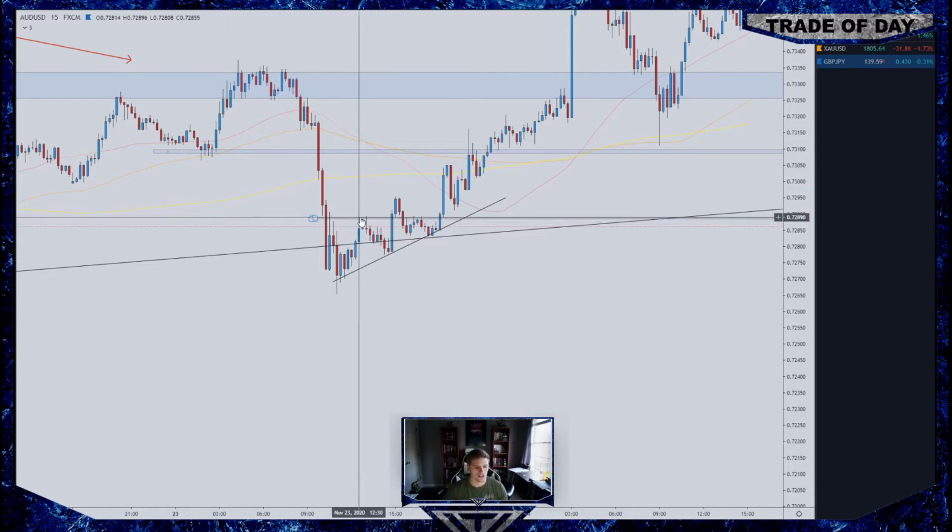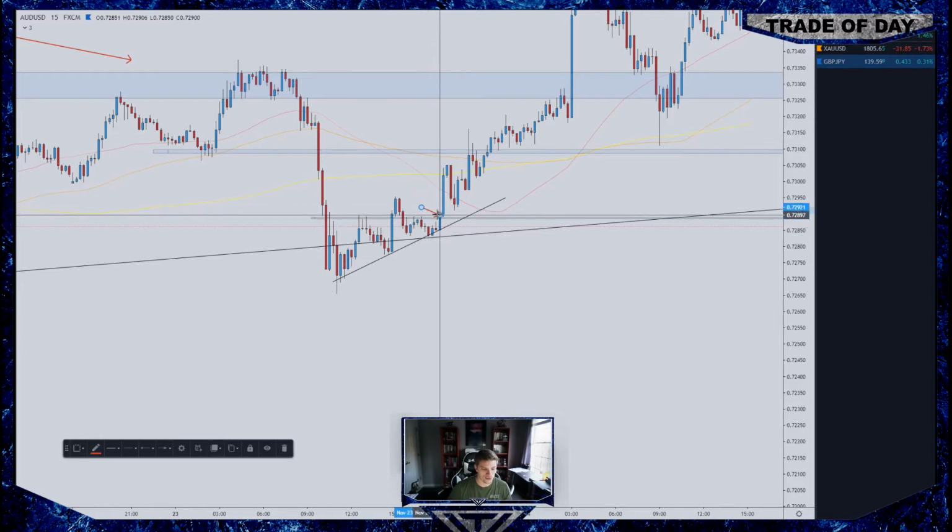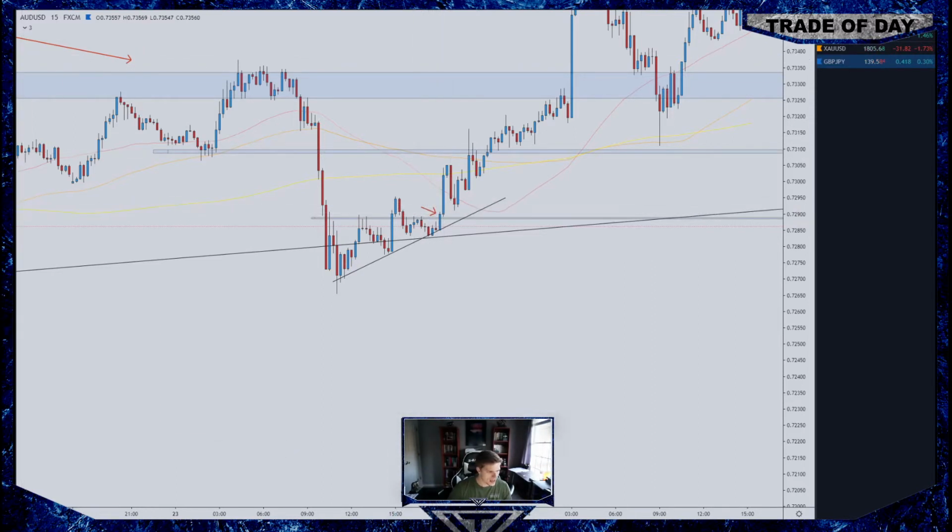Once it breaks this trend line is when I would take the entry, because it was creating these higher lows. It was wedging in here in the lower time frame, and as it broke this trend line right here is where I took my buy entry. And this is what my trade looked like.